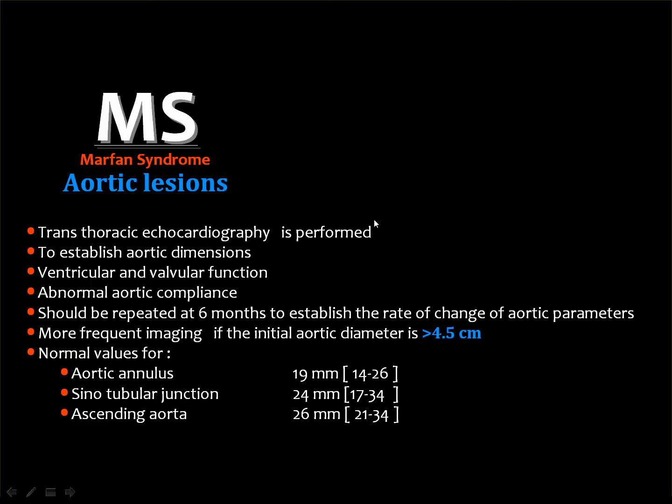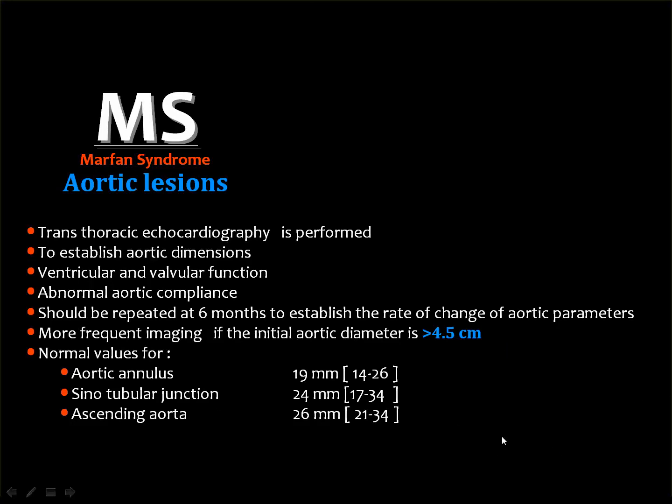Then echocardiography is recommended to assess the changes in the aorta, to establish the aortic dimensions, to see the ventricular function and the function of the valve, and to see if there is abnormal aortic compliance. The echocardiography should be repeated at 6 months to establish the rate of change in the aortic diameter. Then more frequent imaging is indicated if the initial aortic diameter is more than 4.5 millimeters.